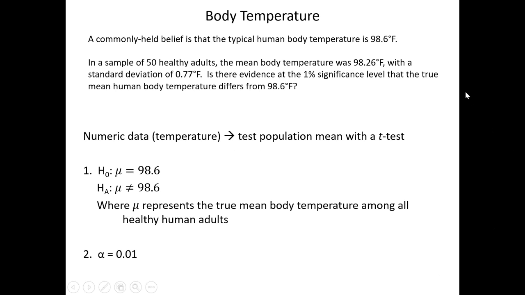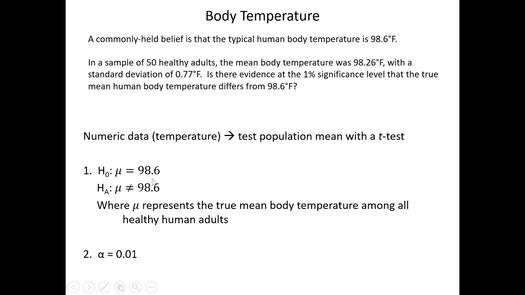All right, I've copied the problem up top for reference. Now, when you first see a problem, the first thing you've got to do is figure out what test you're actually going to do. Okay, so you'll want to notice first, what is the variable here? Well, we're looking at body temperatures. So that's numeric. So we have one sample of individuals in which a numeric variable was measured. So what can we do with that we've learned so far? Well, we could test the population mean with a t-test. Okay, so in our hypotheses, we'll be using the symbol mu to represent a population mean, specifically the true population mean body temperature among all healthy human adults.